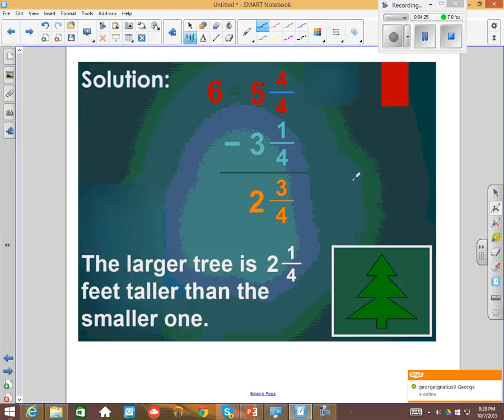Here we go, the solution. So you have 6 feet, you're going to subtract 3 1/4. So you see in red, 6 has been regrouped to 5 and 4/4. So we know that 4/4 means one whole thing. So you had to regroup the 6 so that it can be subtracted. So you have 1 from the 4 is 3, and then that's 3/4. And then subtract the whole numbers: 3 from 5 will give you 2. So the larger tree is 2 3/4 feet taller than the smaller one.